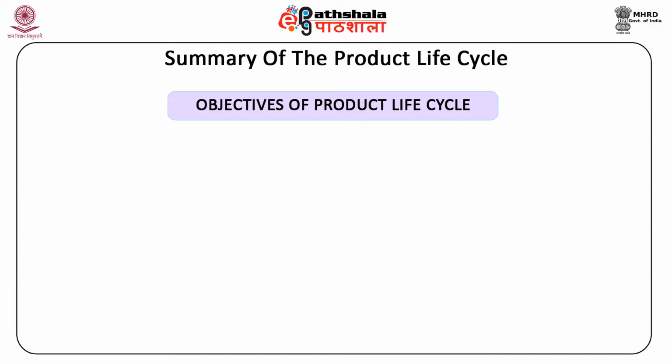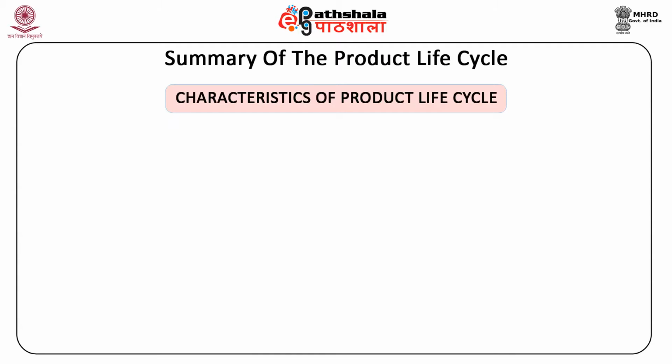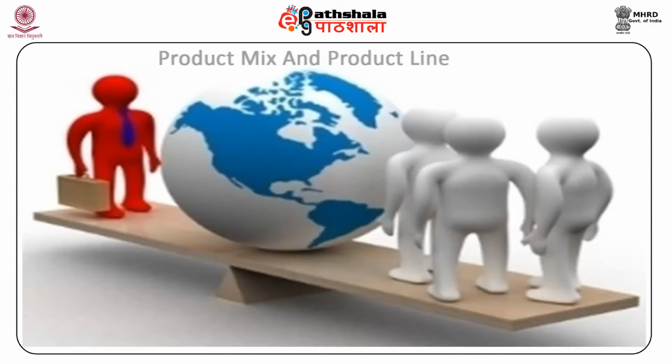Objectives of the product life cycle. Objectives of the product life cycle are summarized in the following table. Characteristics of the product life cycle are summarized in the following table. Strategies of the product life cycle. Strategies of the product life cycle are summarized in the following table. Next, we will discuss product mix and product line.